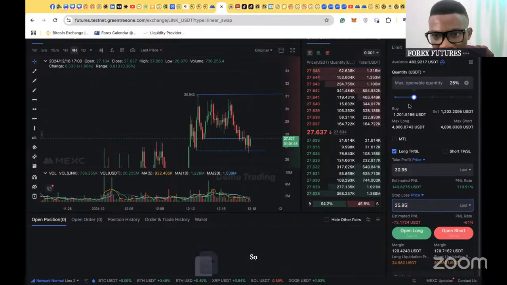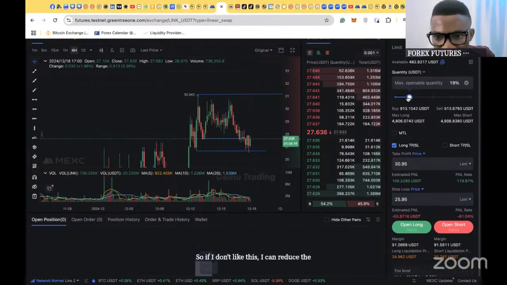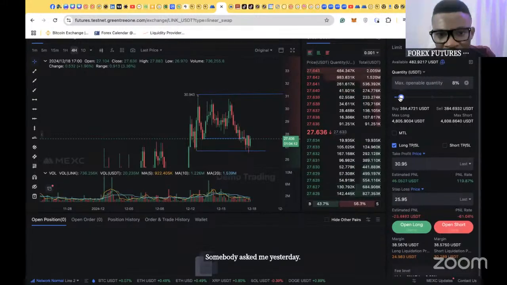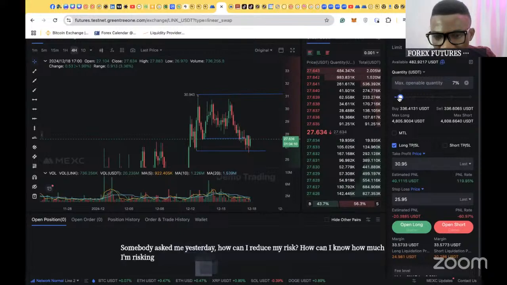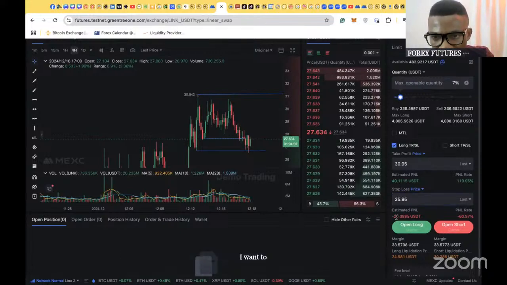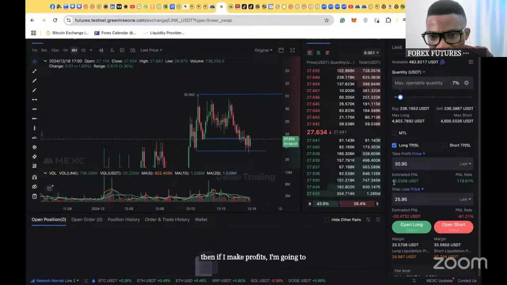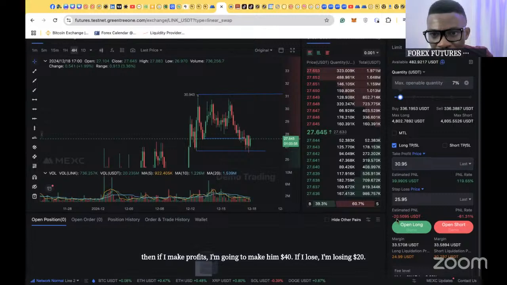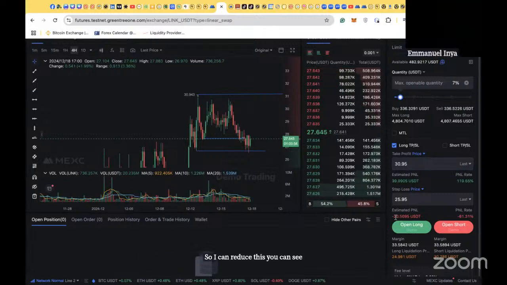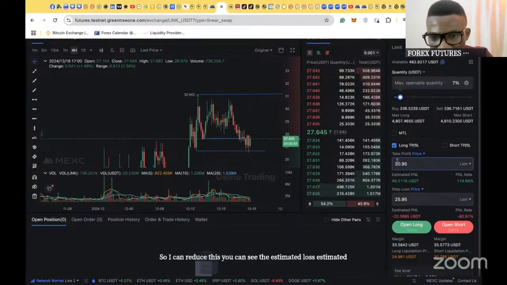So if I don't like this, I can reduce the risk right here. Somebody asked me yesterday, how can I reduce my risk? How can I know how much I'm risking? It's here. I want to risk $20 for this trade. That means my quantity has been dropped down to 7%. Then if I make profits, I'm going to be making $40. If I lose, I'm losing $20. You can see the estimated loss and estimated profit when I input the stop loss and take profits.